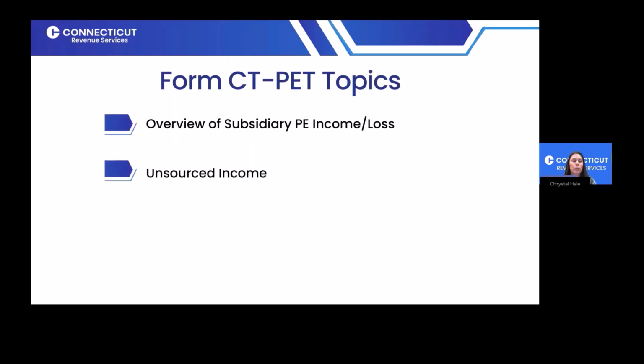So the first topics we're going to go over is within the Form CT-PET. We're going to go over an overview of the subsidiary PE income and loss and unsourced income. So please note, unlike webinar 2, where we went through every schedule within the Form CT-PET, I'm going to focus more so on these topics, so you may not see every section or schedule covered that is in the CT-PET.